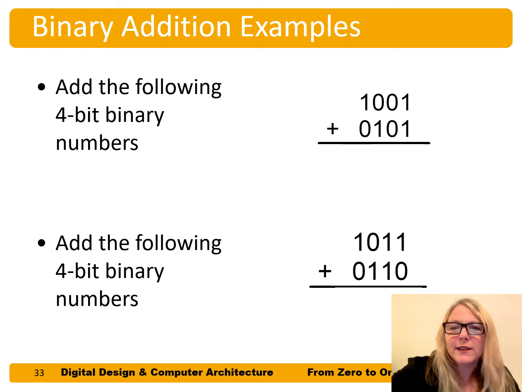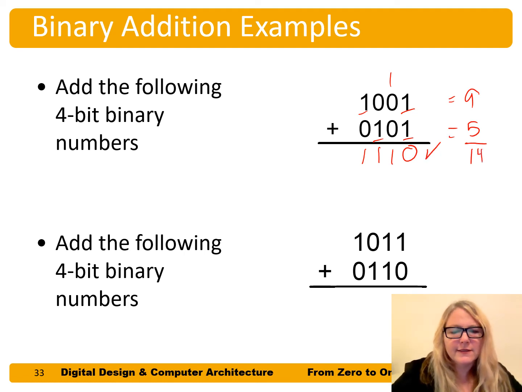So 1 plus 1 is 2, which is 0, carry the 1. 1 plus 0 plus 0 is 1. 0 plus 1 is 1. And 1 plus 0 is 1. And so we got 9. I'm converting these to decimal. 9 plus 5. In other words, 1 plus 8 is 9. 1 plus 4 is 5. We expect to get 14. Check. We got it. No math errors.